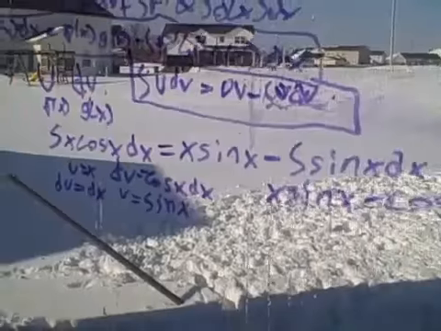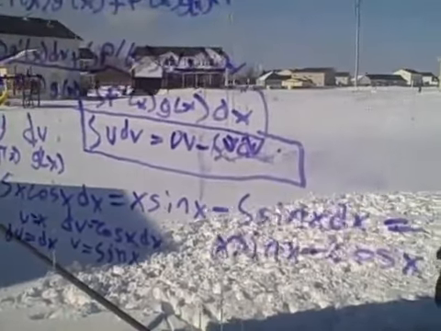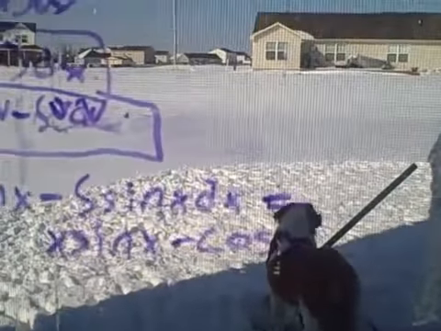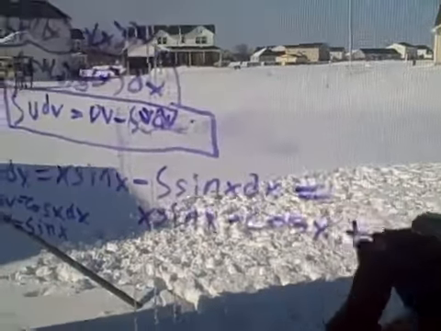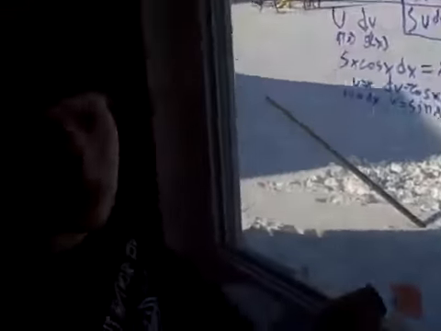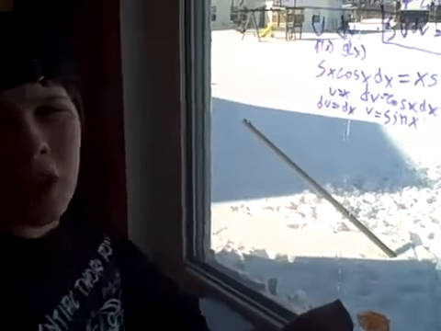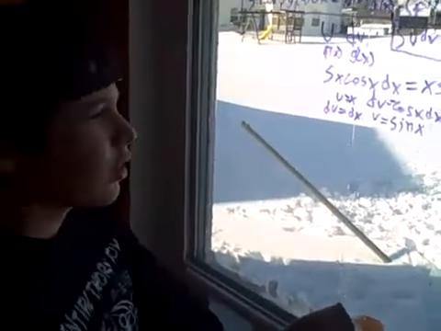Let me just check my work. I used an example from the book. Yep, that's it. Okay, and then we also have plus constant of integration. So that's how we would solve an integral like that. Okay, so are you seeing how to do this?